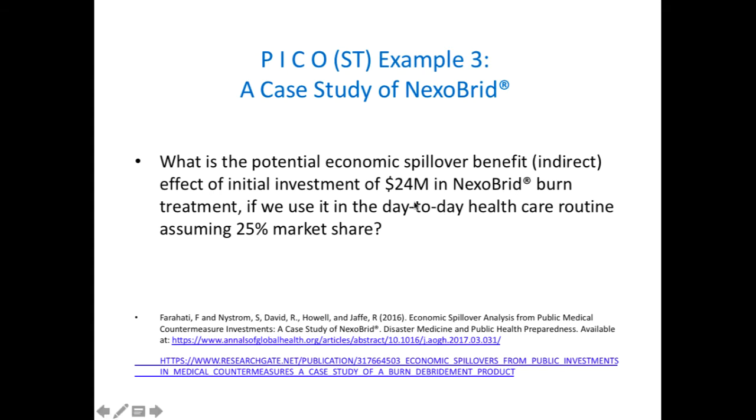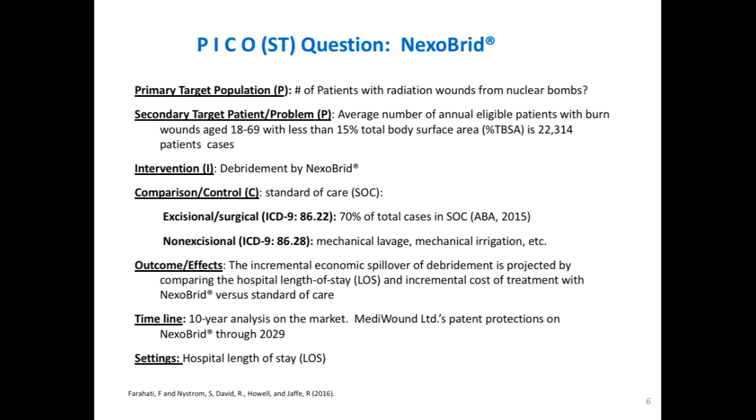Now maybe we can use this product in the daily routine care for the patient with a wound, actually usual regular fire wound, and we wanted to know how long, basically after how many years, we can get our return on initial investment of $24 million. Now the primary target populations are number of the patients with radiation wounds from nuclear bombs. We have no idea if ever happened nuclear bomb, how many people would be injured. So we don't have those information.